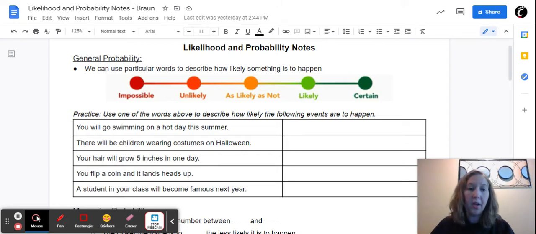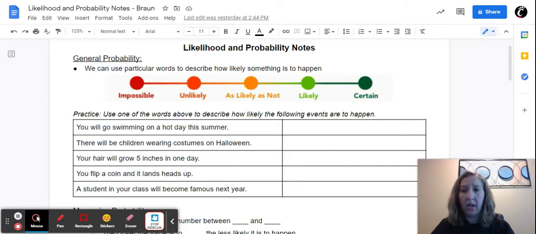Hey guys, so today we are going to start into a new topic. We're going to talk about topic 16, which is introducing probability. So today our focus is going to be on likelihood and just general probability.